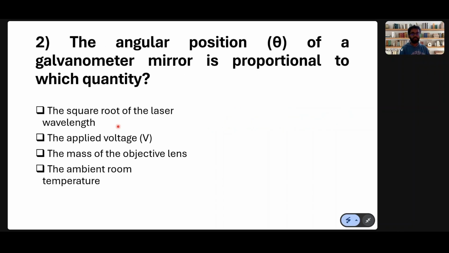So question number two: the angular position of a galvanometer mirror is proportional to which quantity? We saw just in the recap that it's voltage. So angular position is proportional to the applied voltage. I'm just going over the answers because no one is in the room right now. So if you are watching on YouTube, you can pause and think about it for a second.